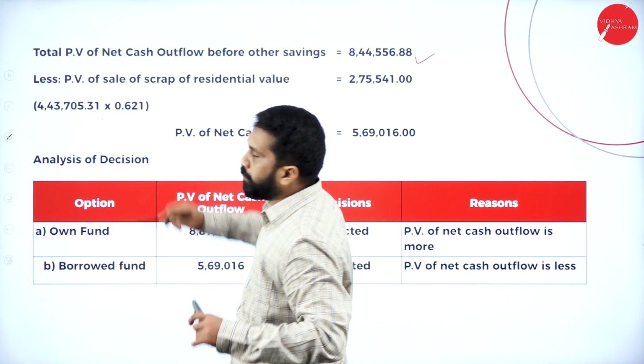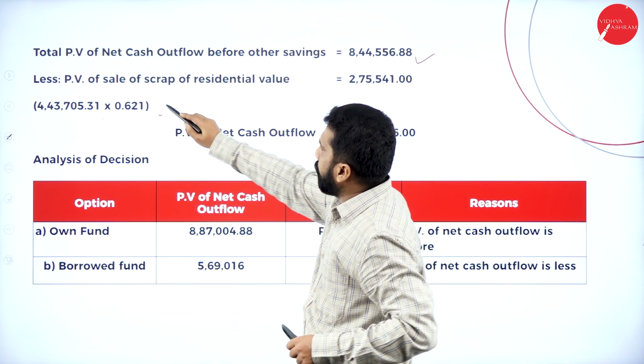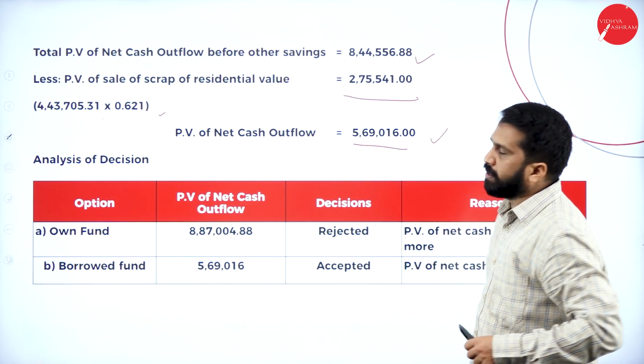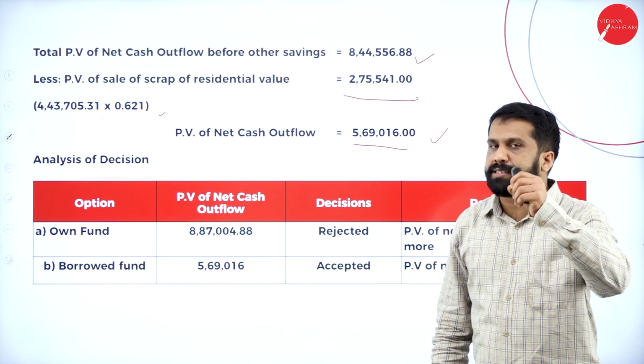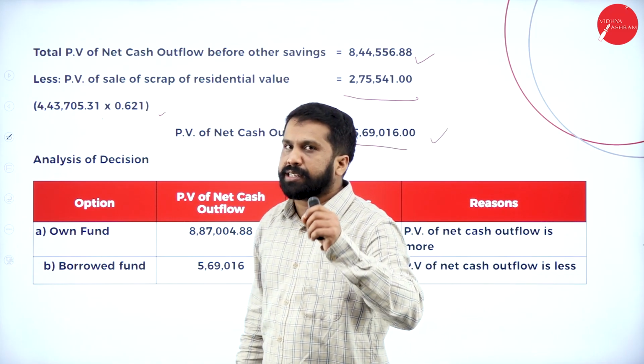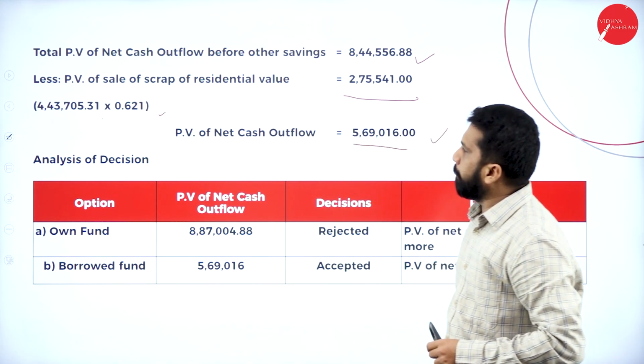4,43,705 into your 5th year PV factor 0.621. Multiply, you will get 5,69,016. 5,69,016 is your final answer.